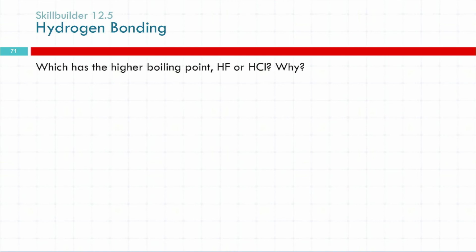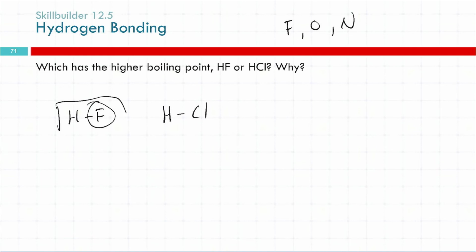So which of these two has a higher boiling point? Hydrofluoric acid or hydrochloric acid? You can take a hint from which chapter we're on, what we're working on currently, that hydrogen forms hydrogen bonds when it's attached to fluorine, oxygen, and nitrogen. So hydrofluoric acid is going to have the higher boiling point.